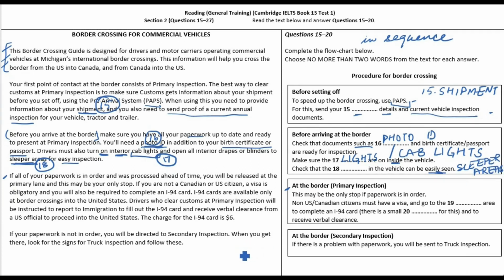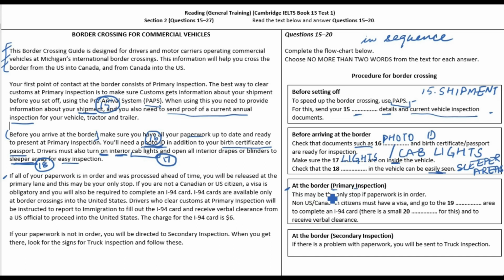This one is at the border primary inspection. Because P and I are in caps, I'm expecting primary inspection as it is in the passage wherever it is mentioned. It's mentioned here, by the way, in a paragraph we've already read through. This may be the only stop if paperwork is in order.